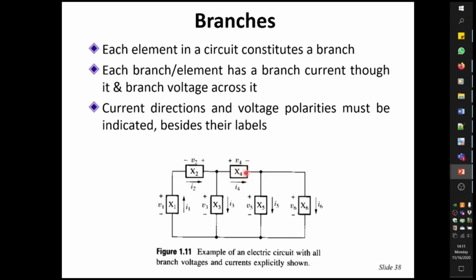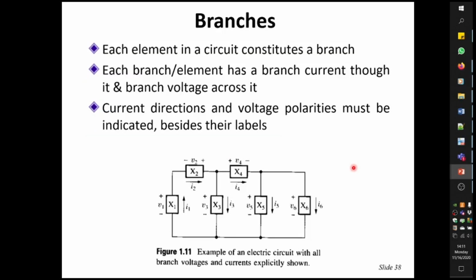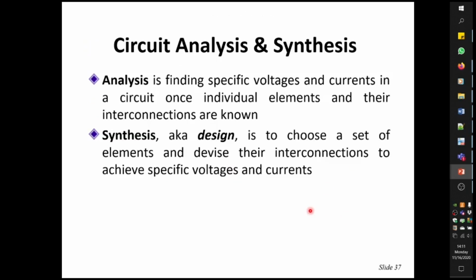Once you have done that for all the elements in the circuit, we say that you have analyzed the circuit. On the other hand, the opposite thing to do is synthesis, also known as design, which means to choose a set of elements and devise their interconnections to achieve specific voltages and currents. If you want a specific voltage at this point and a specific current flowing through this point in this direction, then you will have to design the exact values of the components in this region of the circuit and, in general, the overall circuit. That is called design, and that is the difference between analysis and synthesis or design.